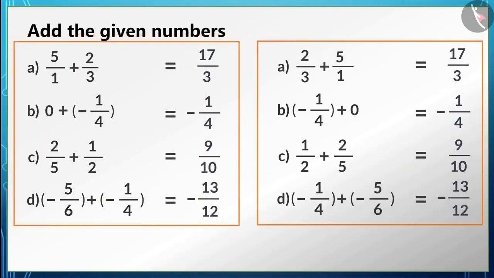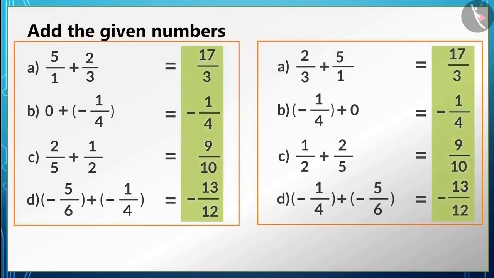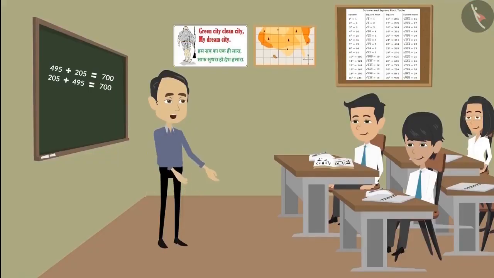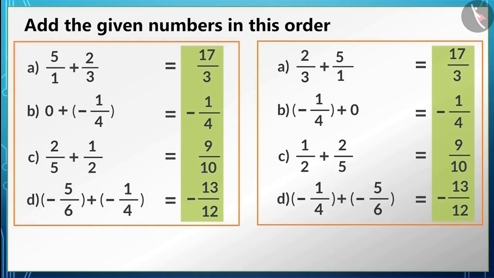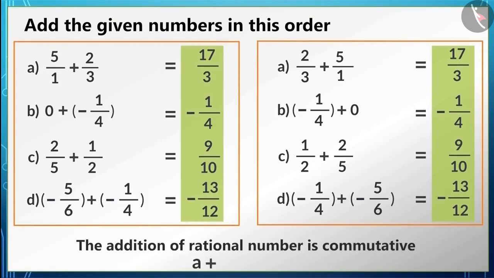Sir, even after changing the order, our answers are the same. Children, you can all see that changing the order of addition of rational numbers did not affect our answer, because the addition of rational numbers is commutative. That is why we can add any two rational numbers like a and b in any order.